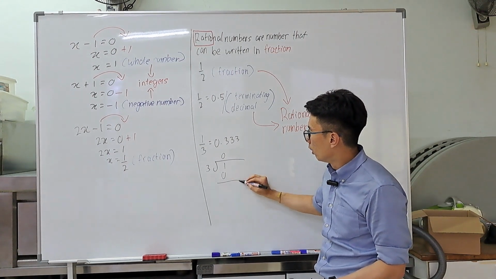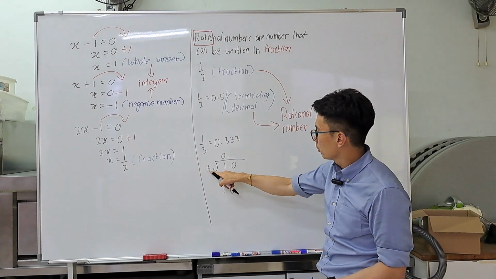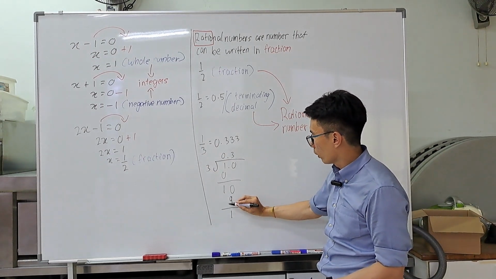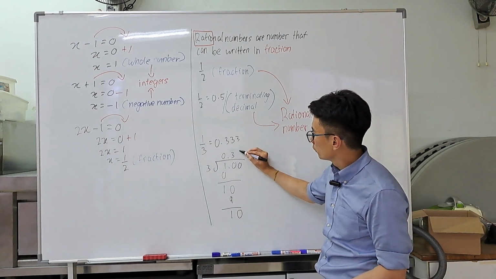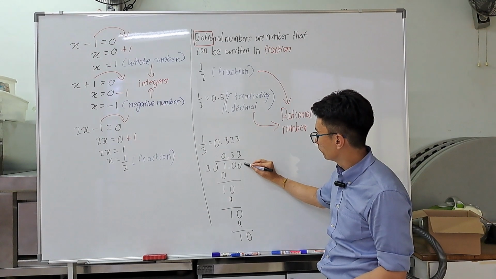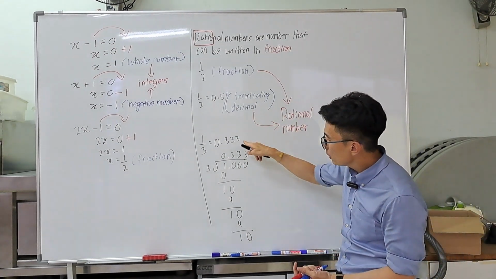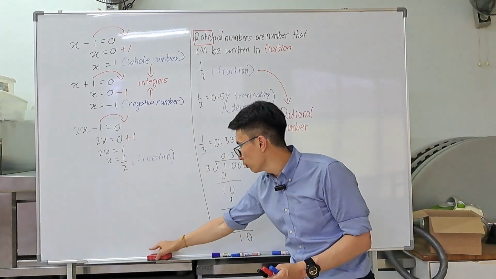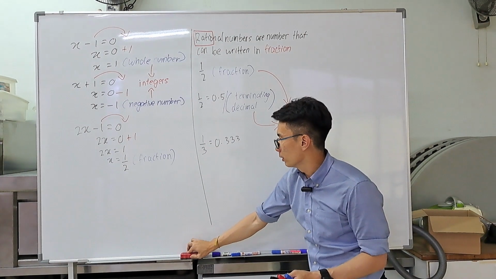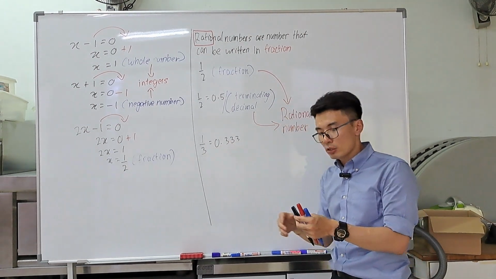0. And I will multiply 3 to get 9. And I will get 1 again, then 0, 3 again. And it goes on forever. It doesn't stop. So this is also another type of decimal number. But if you notice this decimal number, the number repeats. There's a pattern to it.